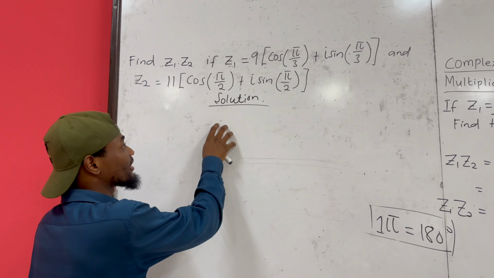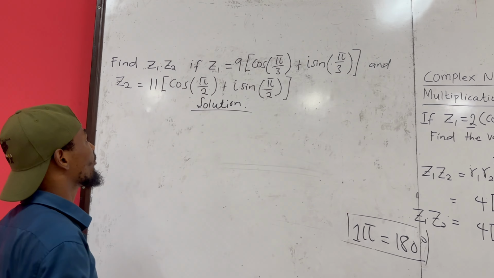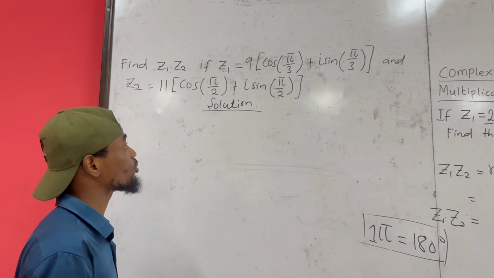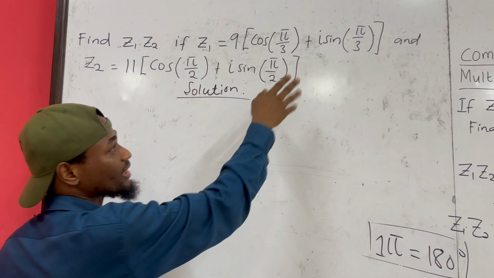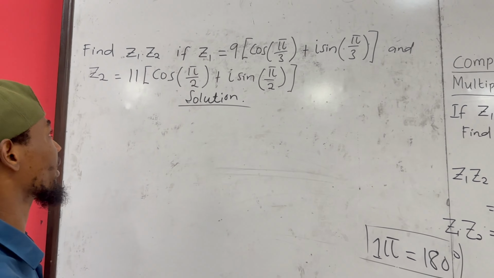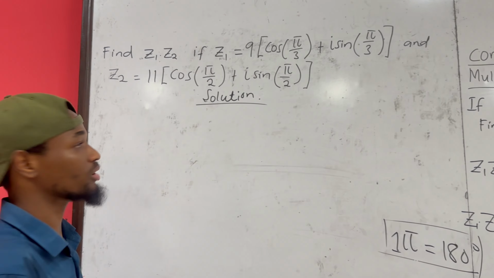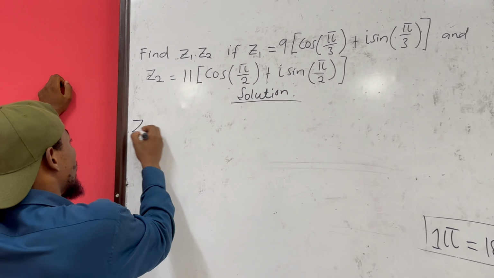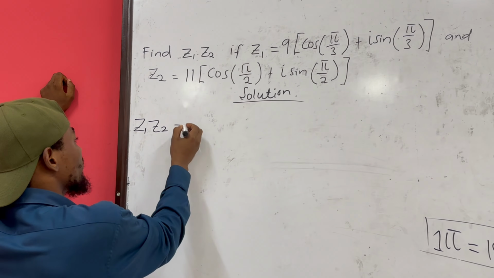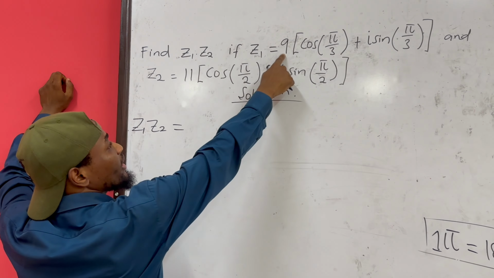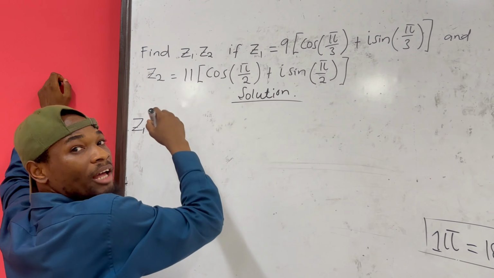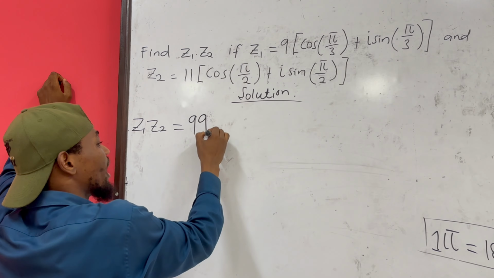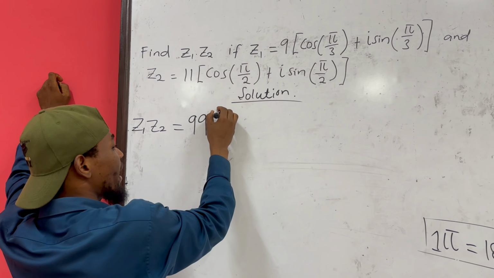So the second question, we have to find z1 z2. If z1 is equal to 9, then cos pi on 3 plus i sine pi on 3, and z2 is equal to this. So we know that z1 times z2 is the same as multiplying their modulus, right? So I have 9 by 11 gives 99.